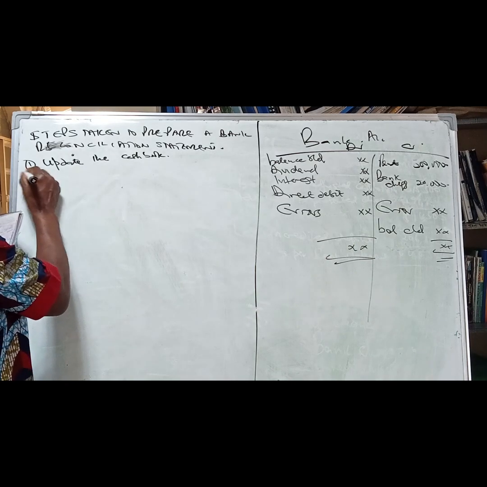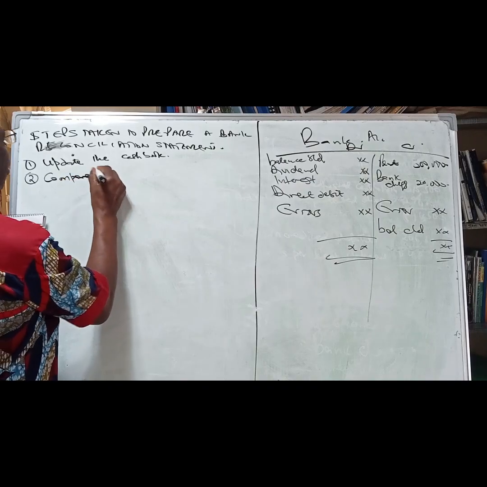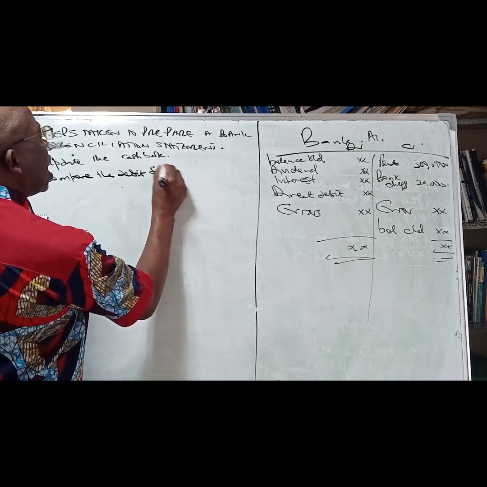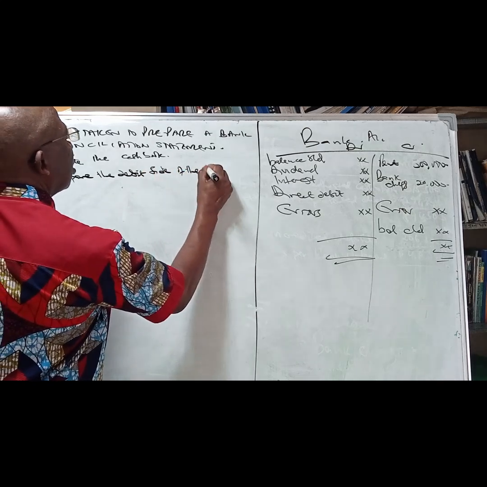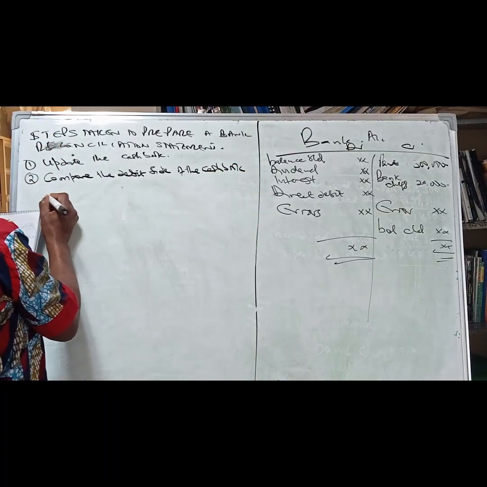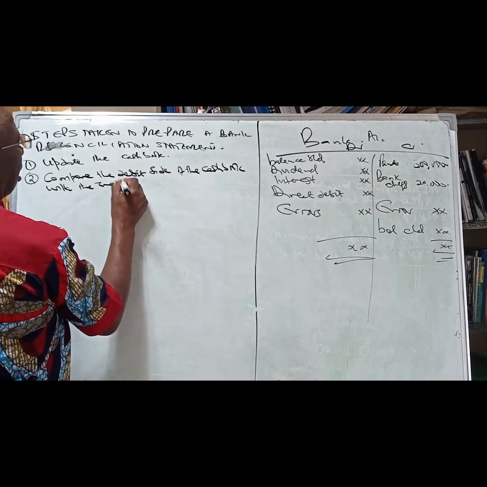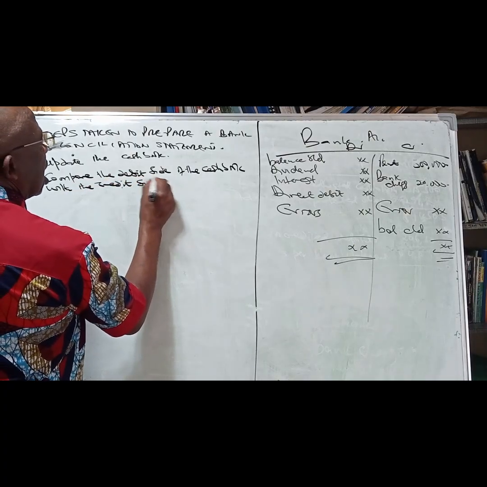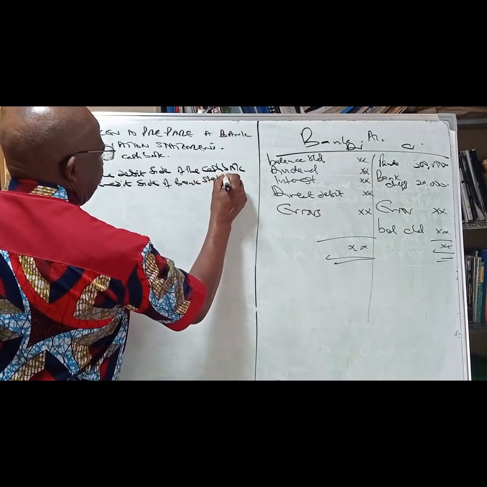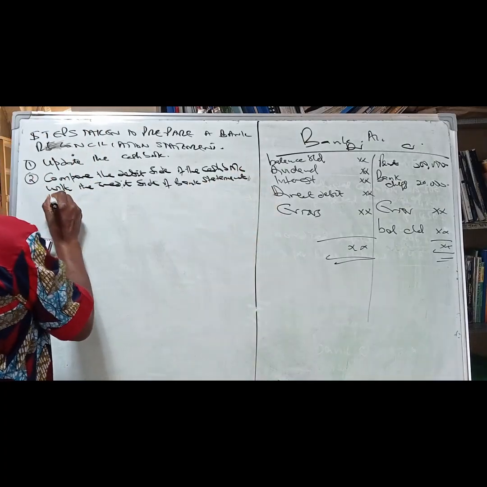Number two, compare the debit side of the cash book with the credit side of the bank statement, through ticking.